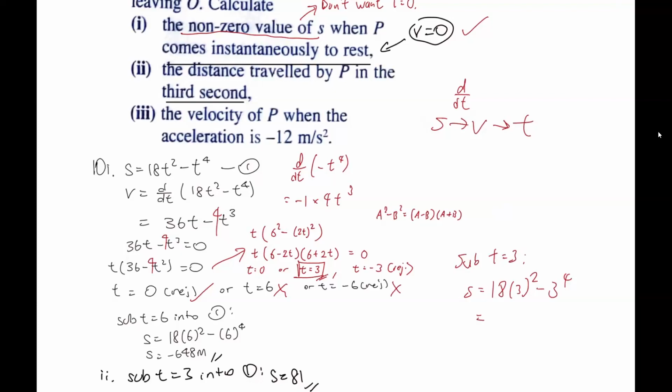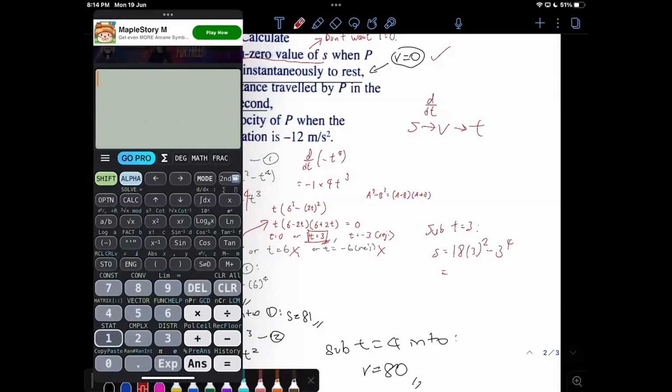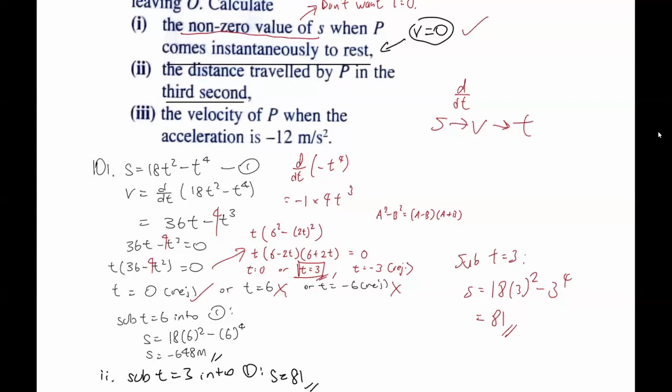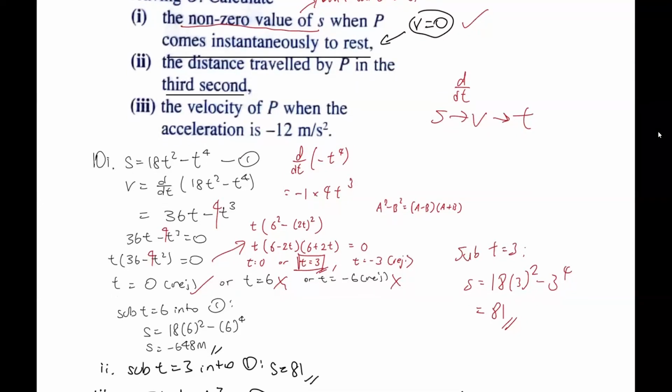I show screen. Okay, like this. Right, and 18 times 3 squared minus 3 to the power of 4. So we get 81. Okay? Okay, good. Let me just change back. Okay, good. So s equals 81. Next, we move on to part 2.